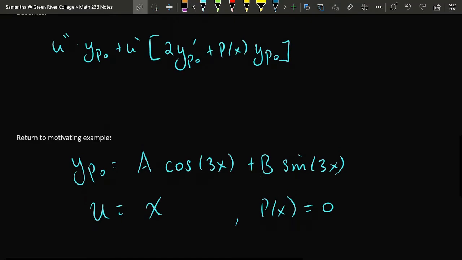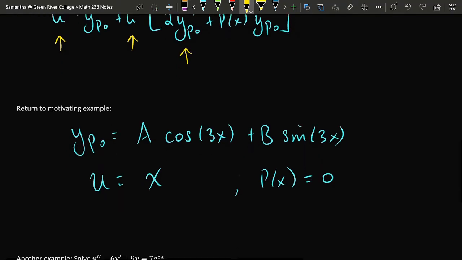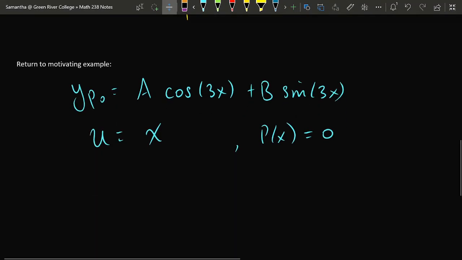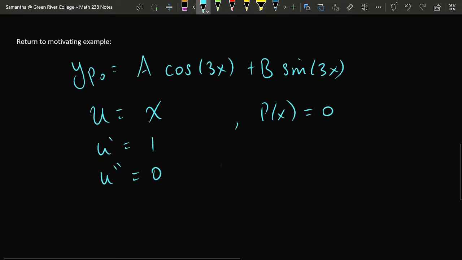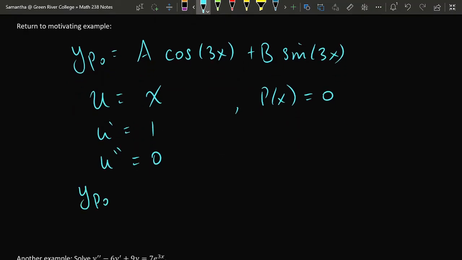In order to fill in the remaining blanks in this shortcut formula, I still need to figure out the identity of u prime, u double prime, and yp0 prime. So let's go ahead and get those values. For this u, u prime would be equal to 1, u double prime would be equal to 0, and the derivative of our yp0 prime would be equal to negative 3a sine 3x, positive 3b cosine 3x.